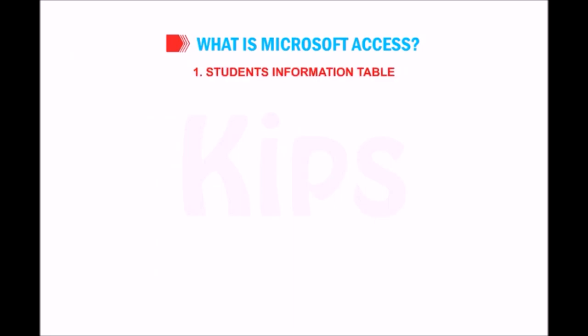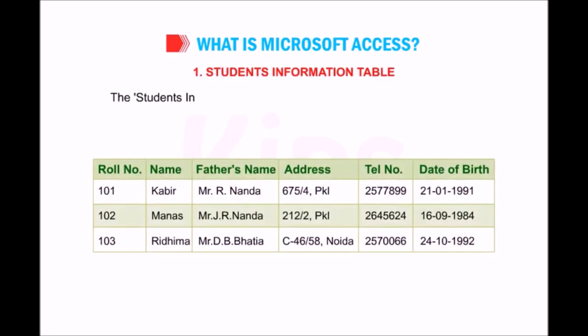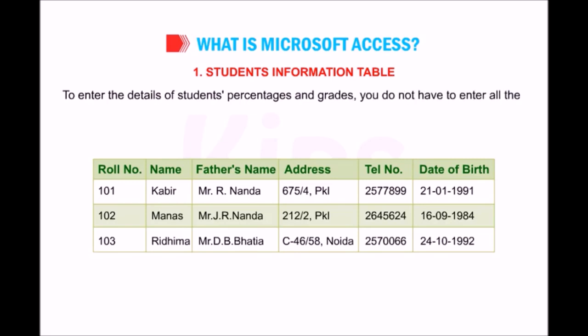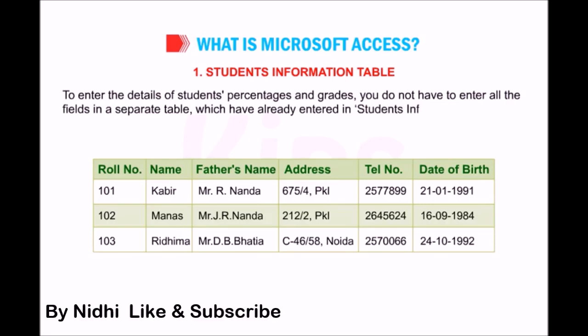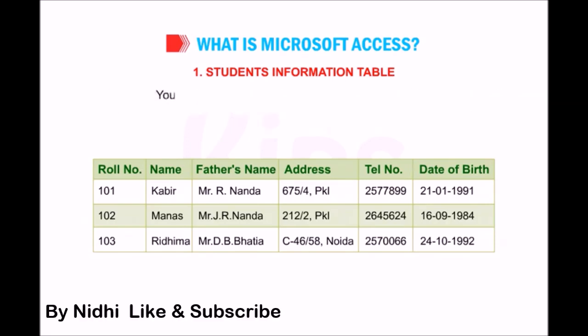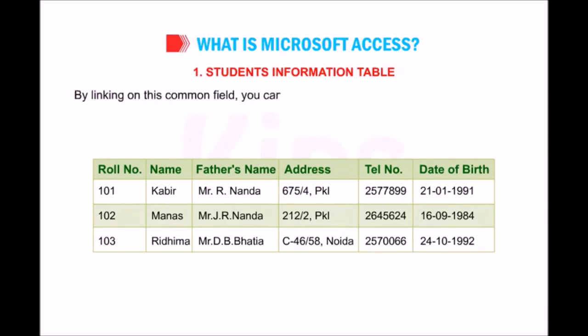Number 1. Students Information Table. The Students Information Table consists of information about students. To enter the details of students' percentages and grades, you don't have to enter all the fields in a separate table, which have already been entered in the Students Information Table. You will take only a common field in the second table. By linking on this common field, you can retrieve the desired set of records from both the tables.